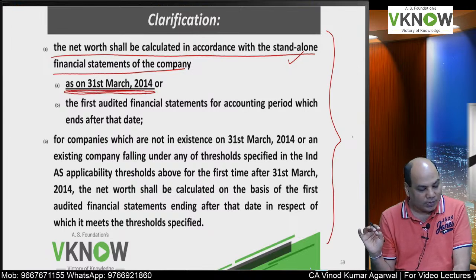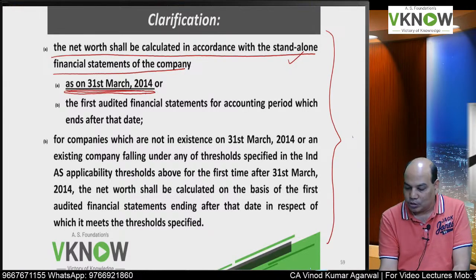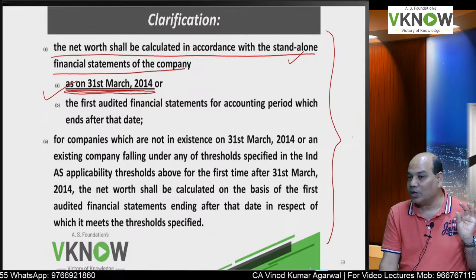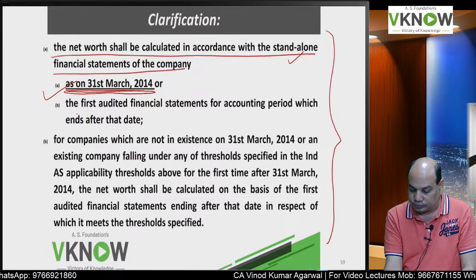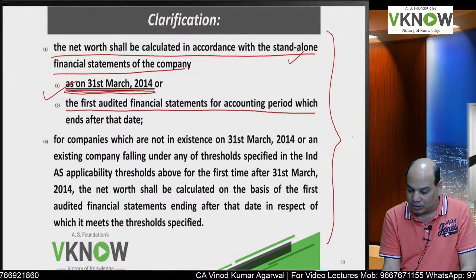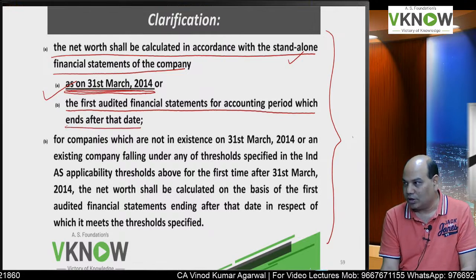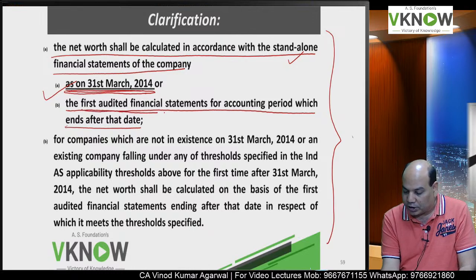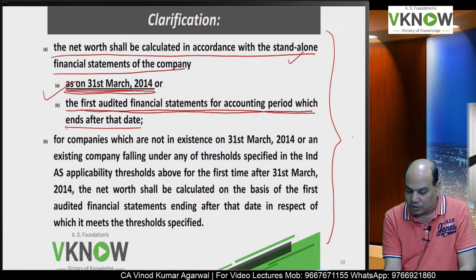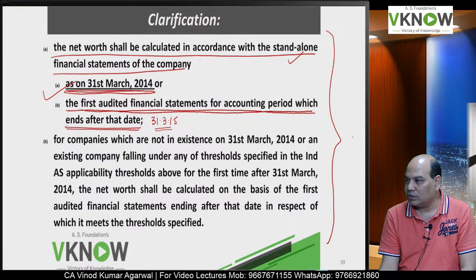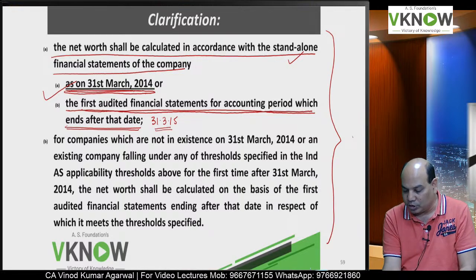Or if it is an unlisted company but the net worth is more than 500 crore on this date, then also Ind AS will become applicable to you. Or we can take the net worth on the first audited financial statement for accounting period which ends after that date, means we will take 31st March 15. We can take 31st March 15 also, or any other date between these two dates.